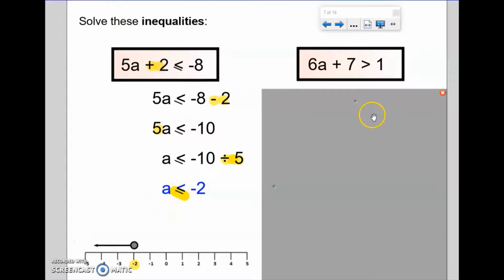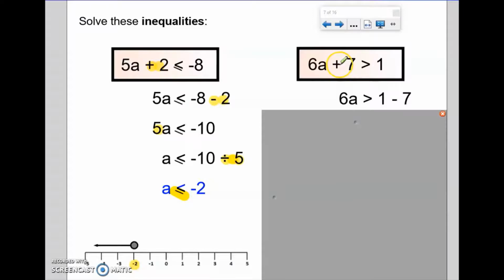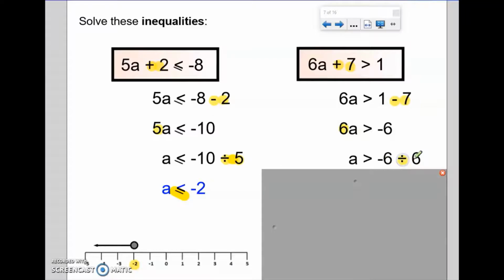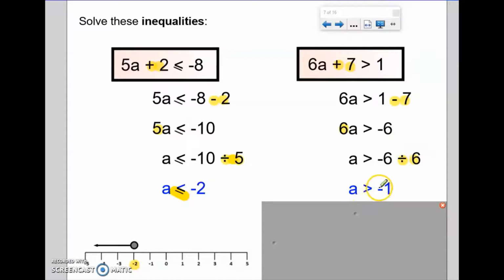Okay, let's have a look at the second one. First thing I'm going to do is subtract 7 from each side, because remember I'm aiming to get the variable a by itself. Once I tidy that up, I'm left with 6 a's are greater than -6. Then I'm going to divide each side by 6. Once I tidy that up, I will be left with a is greater than -1.